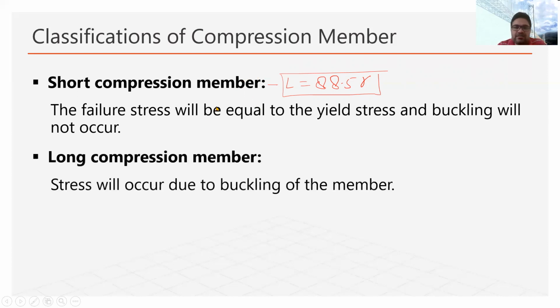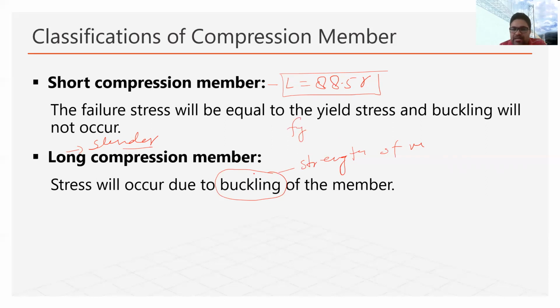So the next category which we are going to discuss is long compression member, or sometimes we call it slender compression member. In the slender member, the failure will not occur due to squashing, but it will occur because of buckling. And when buckling occurs in the member, the strength of member is not utilized. I mean, the maximum strength can be Fy.